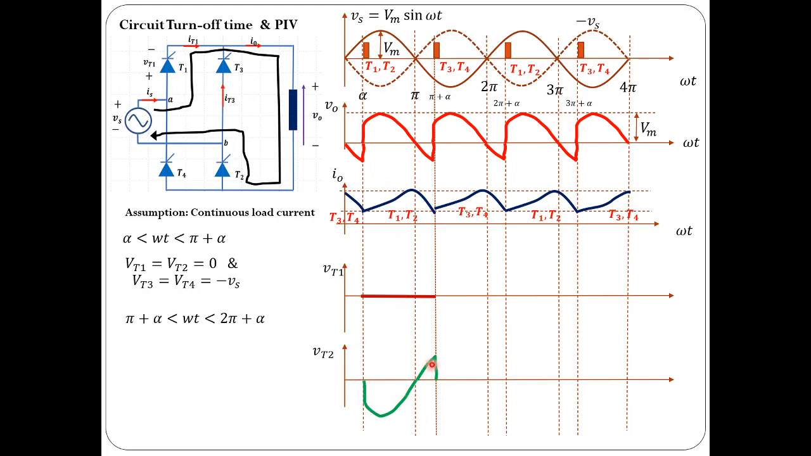Okay. And what would happen from pi plus alpha to 2 pi plus alpha? During pi plus alpha to 2 pi plus alpha, this is the current path. So the diode and thyristors T3 and T4 are conducting. So terminal A is shorted to the anode terminal of T2 through this conducting thyristor. Similarly, terminal B is connected to the cathode of thyristor 1 through this short circuit path through thyristor 3.